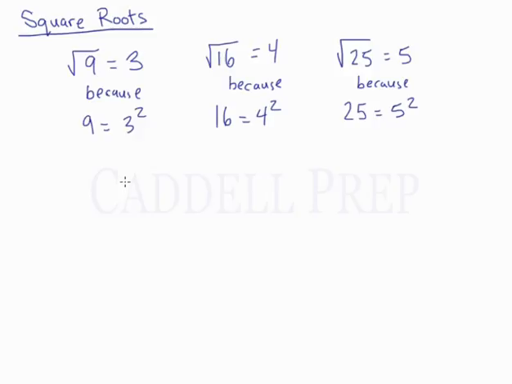But let's look at something a little bit more complicated. The square root of fractions. We want to know the square root of 4/9. This might seem difficult at first, but all we have to do is do the square root of the numerator and denominator individually. So we have the square root of 4 over the square root of 9.